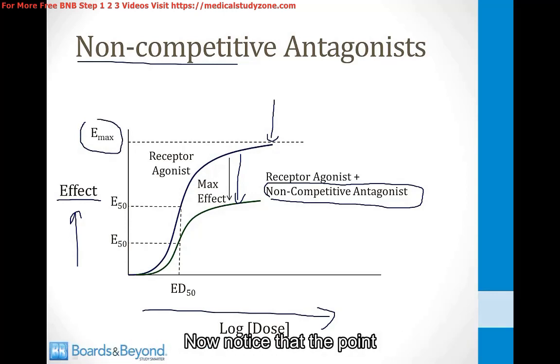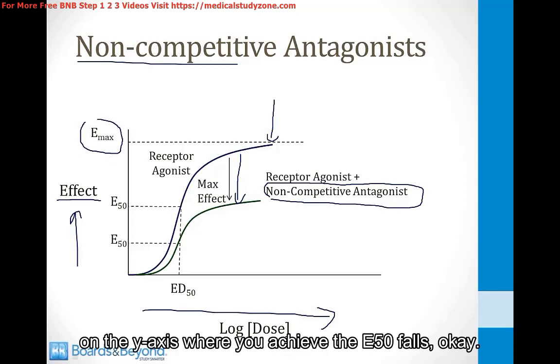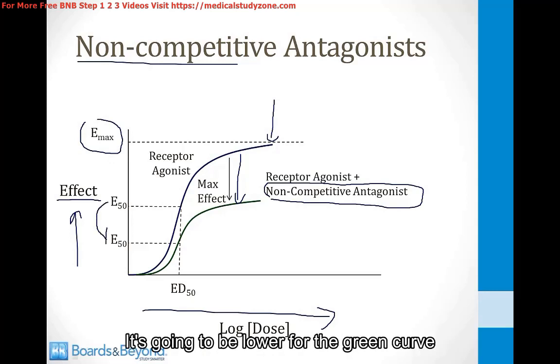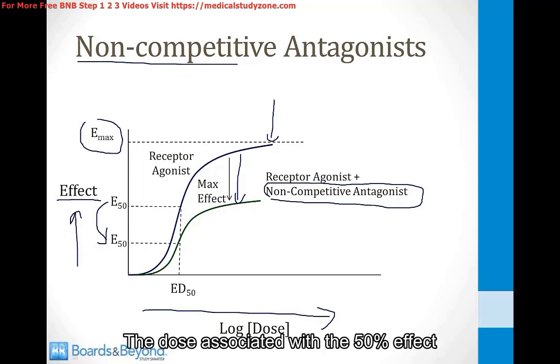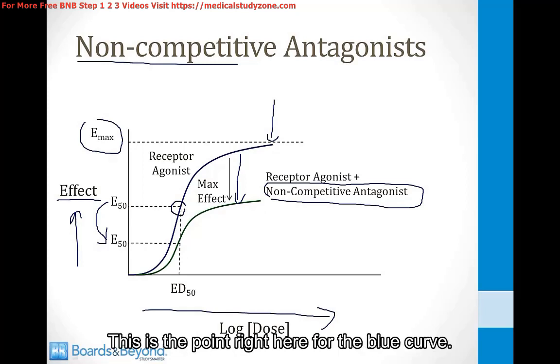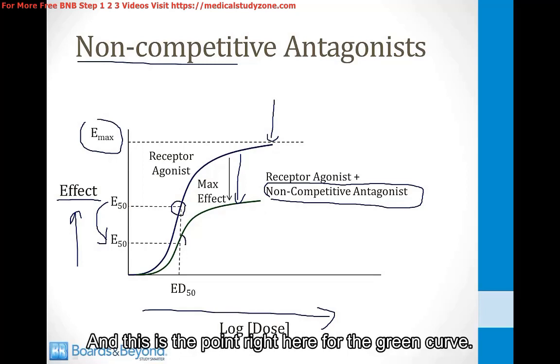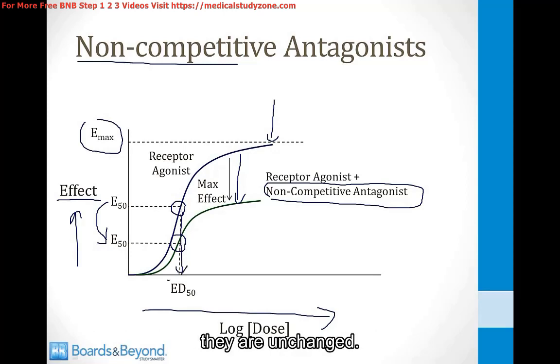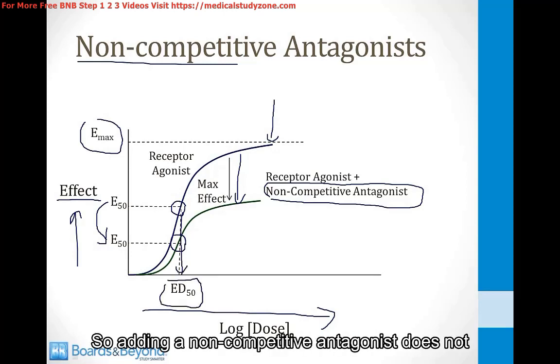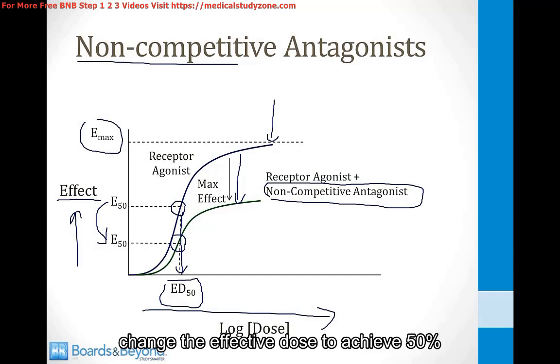Now notice that the point on the y-axis where you achieve the E50 falls. It's going to be lower for the green curve than the blue curve, but don't let that confuse you. The dose associated with the 50% effect on both curves is the same. This is the point right here for the blue curve, and this is the point right here for the green curve. And if you follow them down to the x-axis, they are unchanged. So adding a non-competitive antagonist does not change the effective dose to achieve 50%, but it does lower the maximum effect.